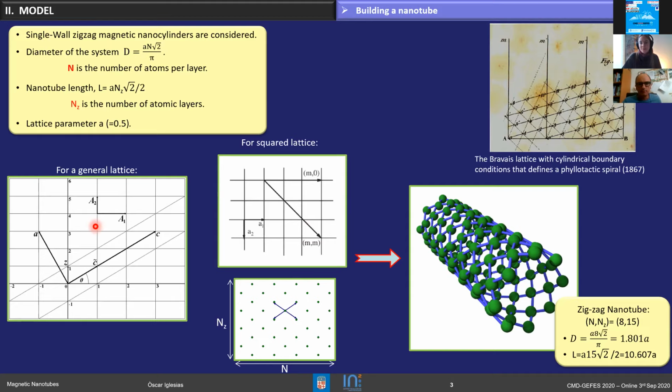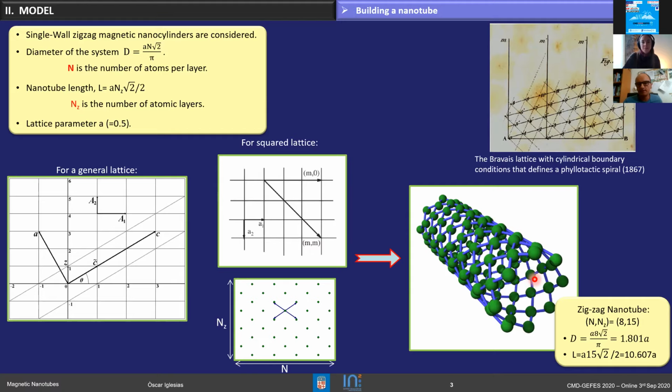One way to get a tube is from a general lattice, like this one here, or graphene, or whatever. You can roll the tube following some direction. In our case, we will roll them from a square lattice along a diagonal, and then you get this kind of zigzag nanotubes with different layers, having n atoms per layer, and N_z would be characterizing the length of this nanotube. Why zigzag nanotubes?